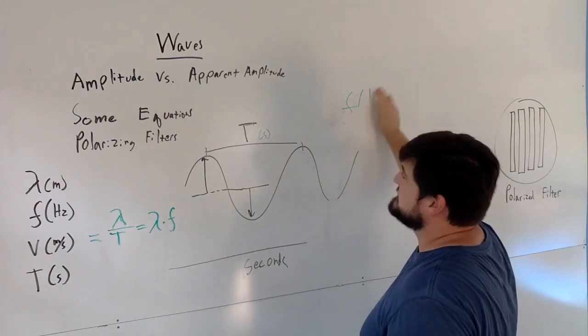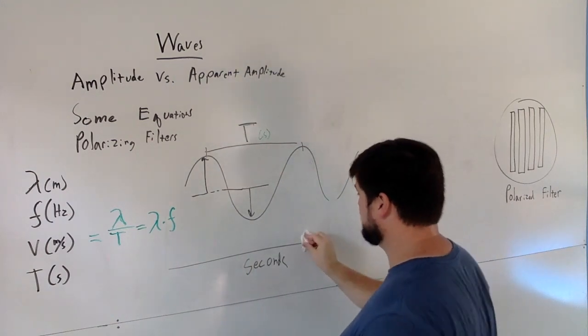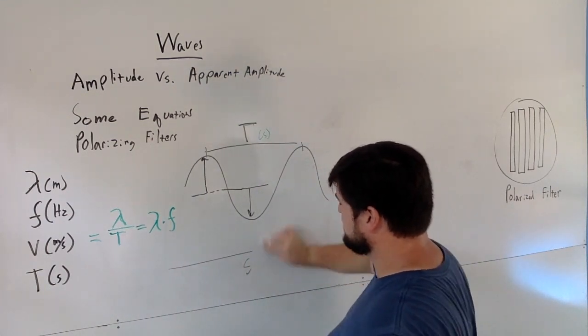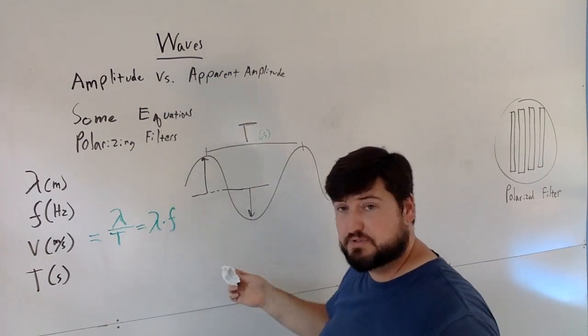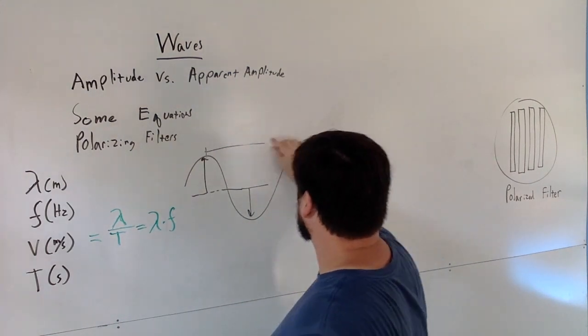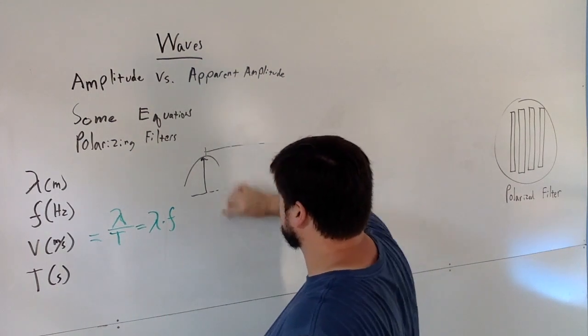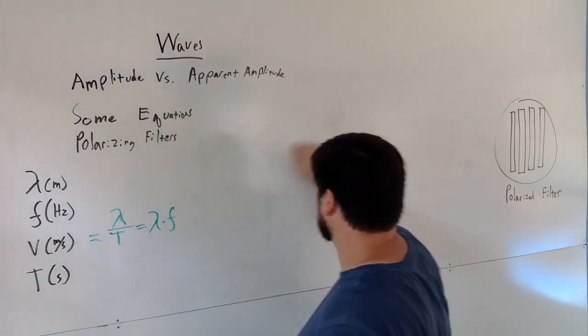All right, so last thing here, I wanted to talk about polarizing filters. We already talked about what happens when you kind of turn your head as you're looking at a wave. The amplitude seems to change, right? But what if we do something else here? What if we mess with a wave in a different way?